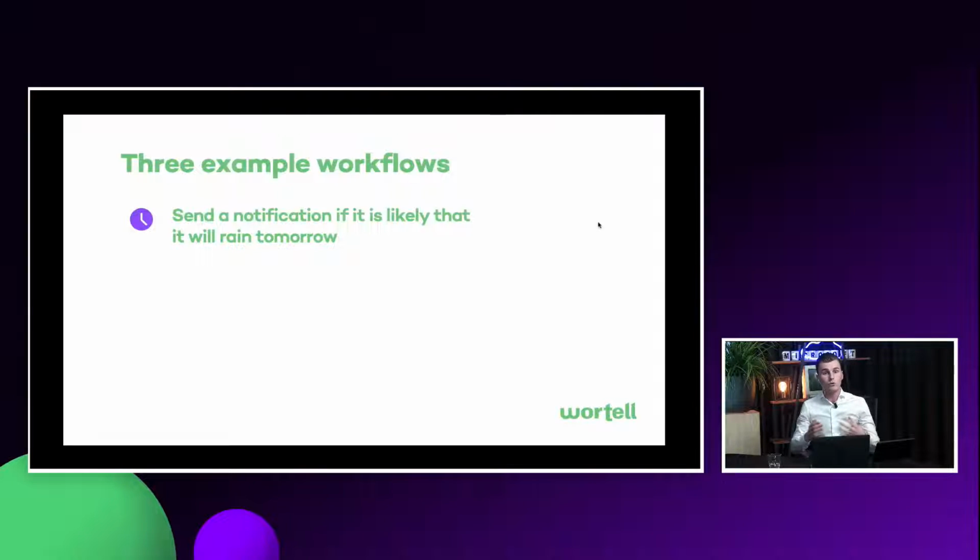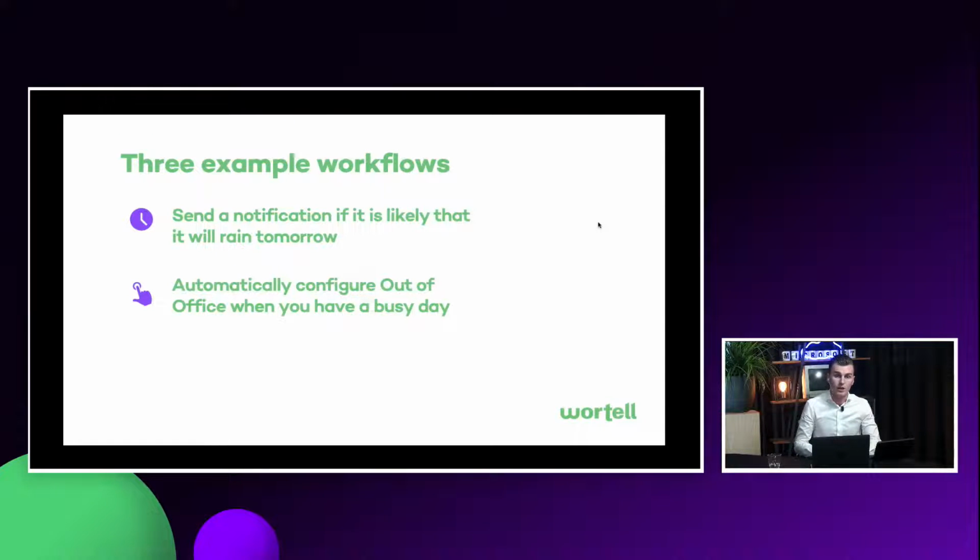Our demonstration today consists of 3 examples of workflows which we are going to create live. We are going to use the 3 different types of triggers. The first one is a schedule trigger. We will create a workflow that sends you a notification if it is likely that it's going to rain tomorrow. Just a quick reminder, very easy workflow, but just to get started. The second one is one that starts on a button press and automatically sets your out of office for the day. And the 3rd one is an automated workflow that automatically starts for new items in a SharePoint list and requests approval from a manager.